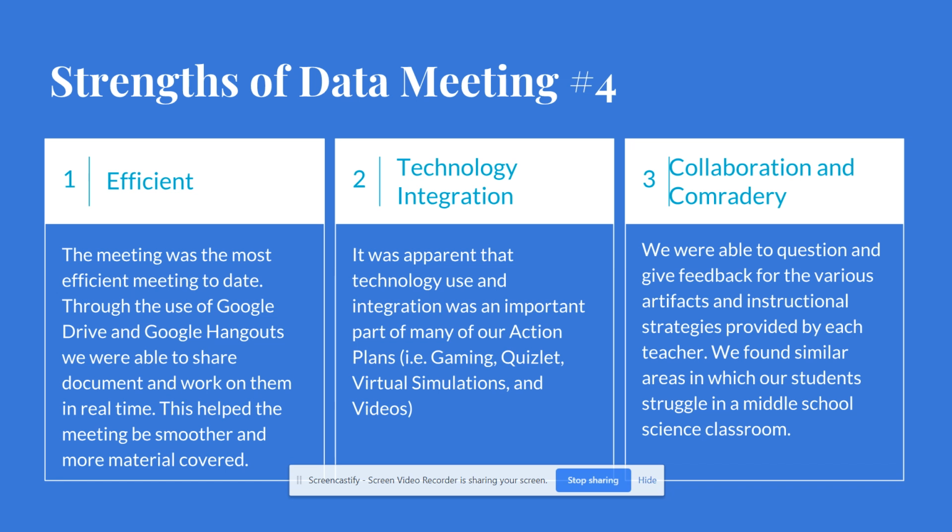We had a bit of issues during data meeting 1 and 2, getting everybody on, but for 3 and 4, we were all able to get on very smoothly. We were all able to access the Google Drive. We were all able to access and put in our information into the spreadsheet, the planning protocol worksheet, as well as the action plan. We were all able to collaborate, and the camaraderie was amazing.